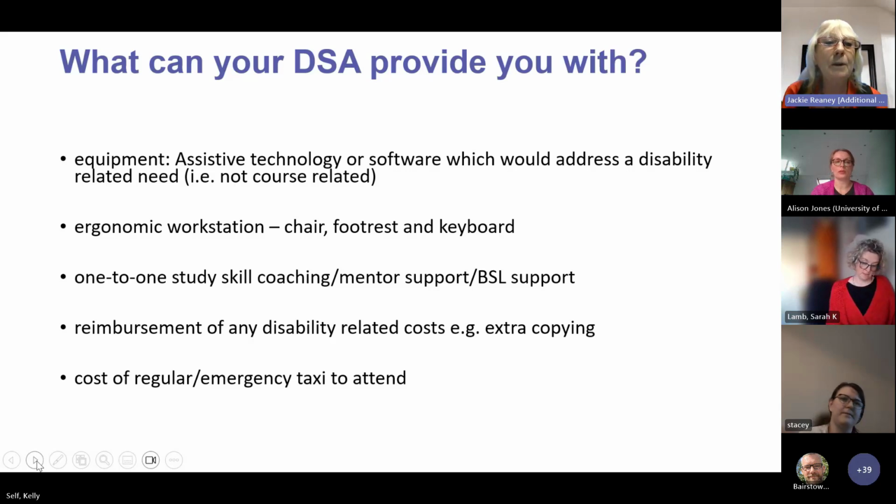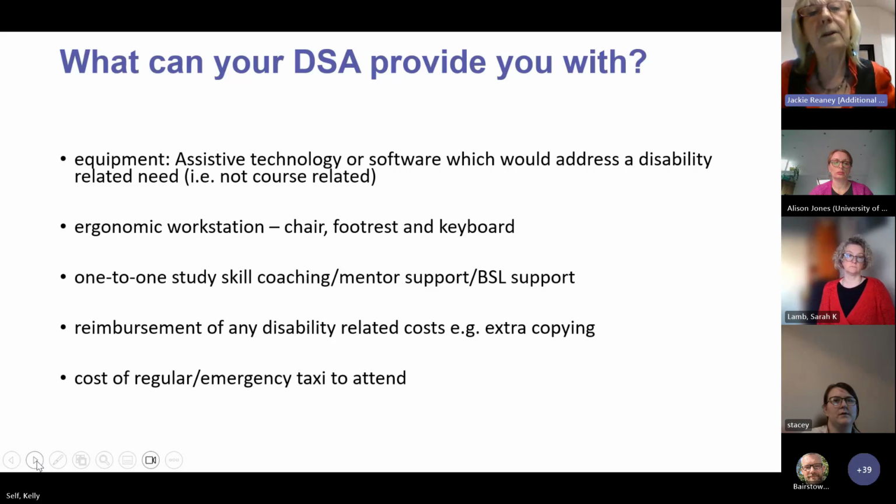There might be a workstation. If you've got a bad back, you'll need a footrest. You might need a chair with good back support. You might even need a desk that moves up and down. You might need a differently styled keyboard. All of those, they're all bought through DSA. And again, they're all going to be yours to keep at the end of it.